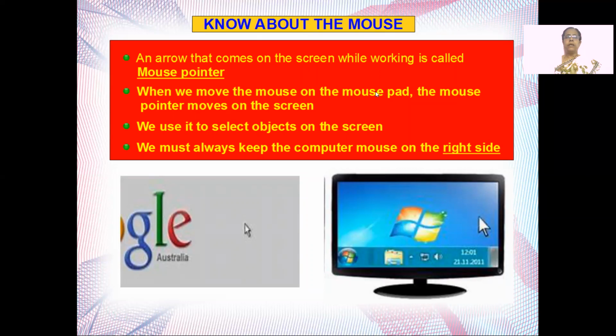So when we move the mouse on the mouse pad, the mouse pointer also moves on the screen. Can you see? I'm moving this mouse pointer. It's moving with me on the screen. We must always keep the computer mouse on the right hand side. You should keep the mouse pad and the mouse on the right hand side of the monitor.